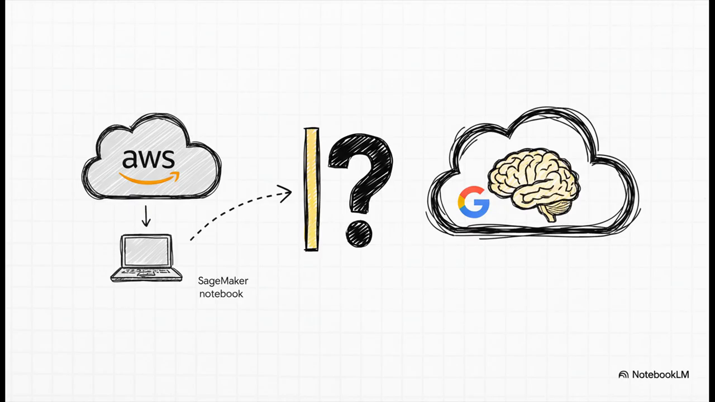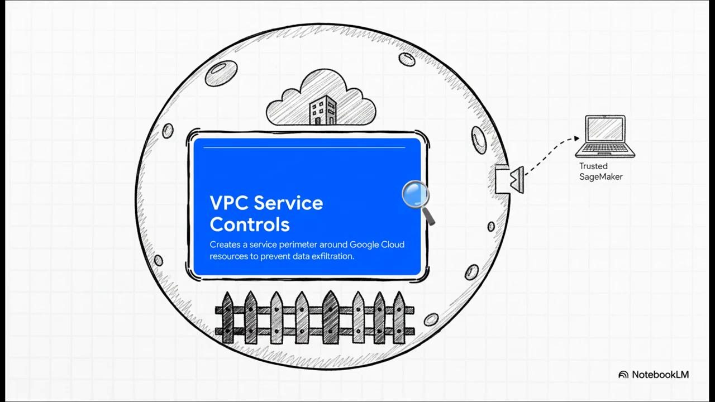So here's a classic real-world problem. Let's say a data scientist on the team needs to access the AI model, but they're working from an AWS SageMaker notebook. How do you give them secure access to your Google Cloud project without just opening a dangerous door to the public internet? The solution is basically to build a digital fence around their Google Cloud resources.